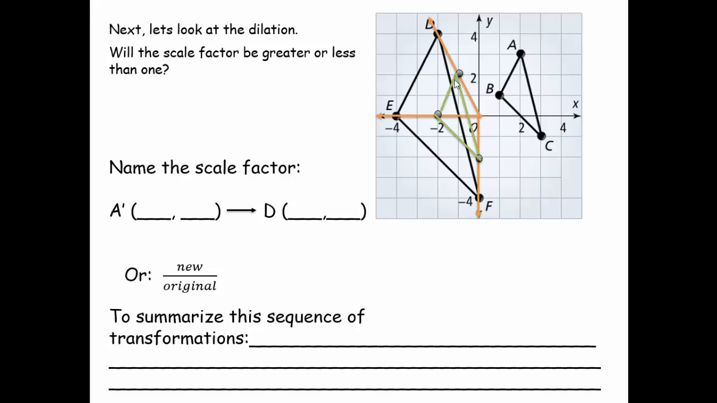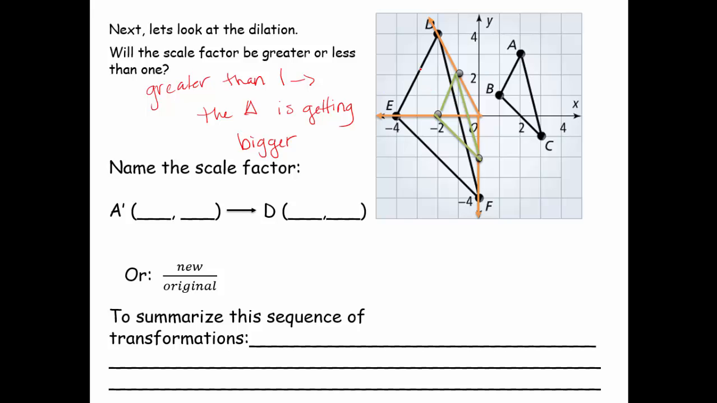First of all, will the scale factor be greater or less than 1? Oh, it's getting bigger. So it has to be greater than 1. The triangle is getting bigger, and that's what tells me that. Now we need to name the scale factor, or how many times bigger is it getting? We can do this in one of two ways.